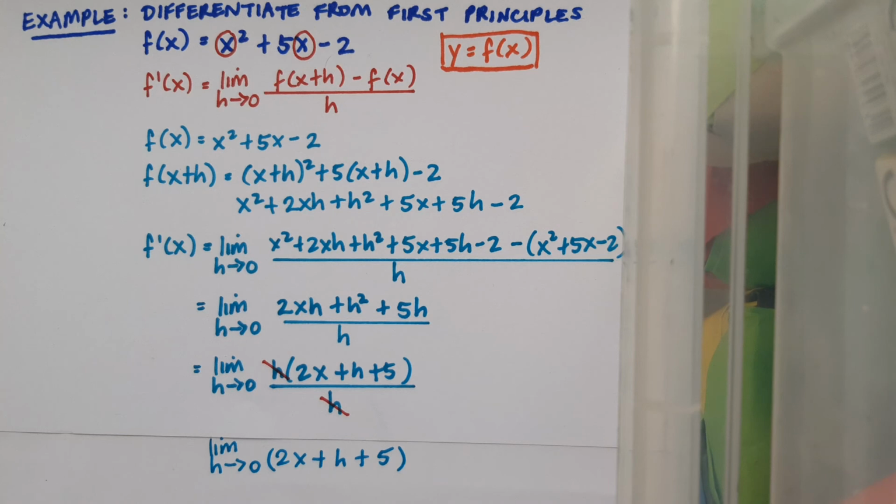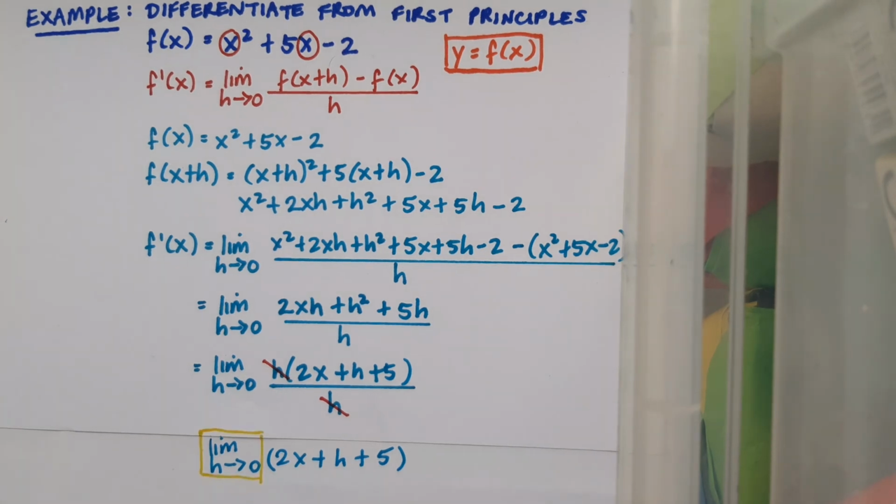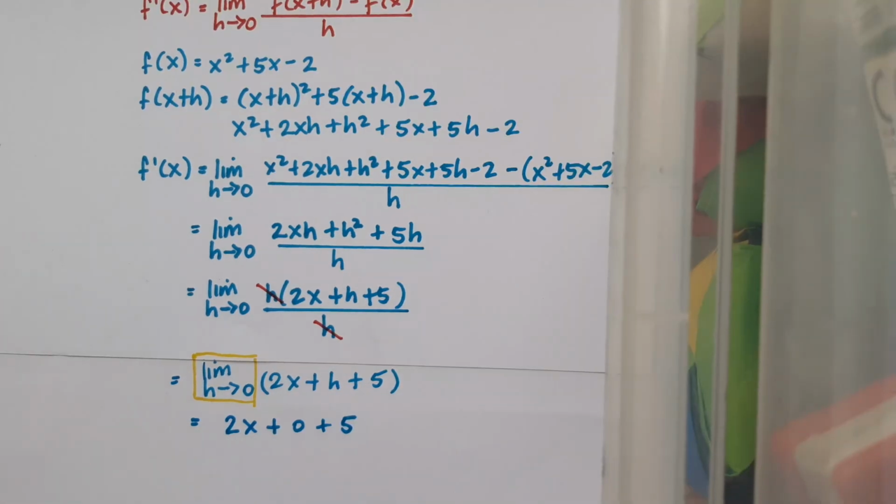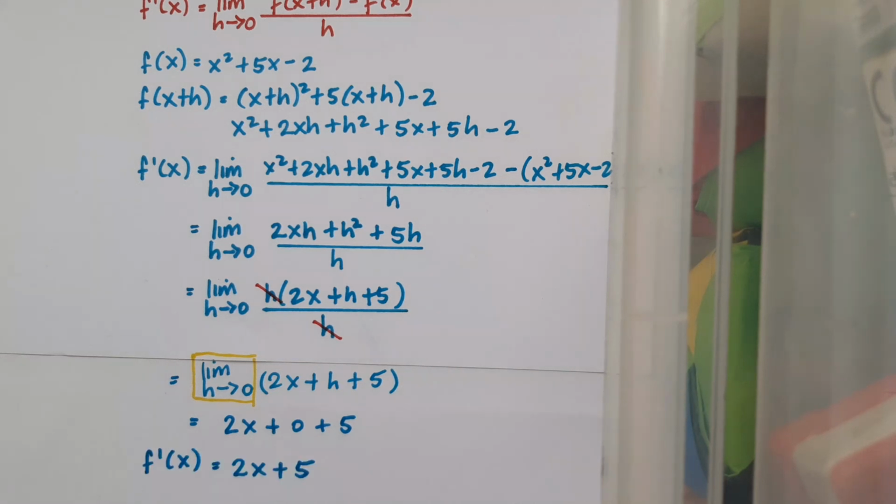So now at this point, when I've simplified everything that I can simplify, there's nothing further that I can do inside my brackets. This is the point at which I apply my h goes to 0. And all that means is that on the next line, any h's that remain will get turned into zeros. So I end up with 2x plus 0 plus 5. And so my final answer, f dash x equals 2x plus 5.